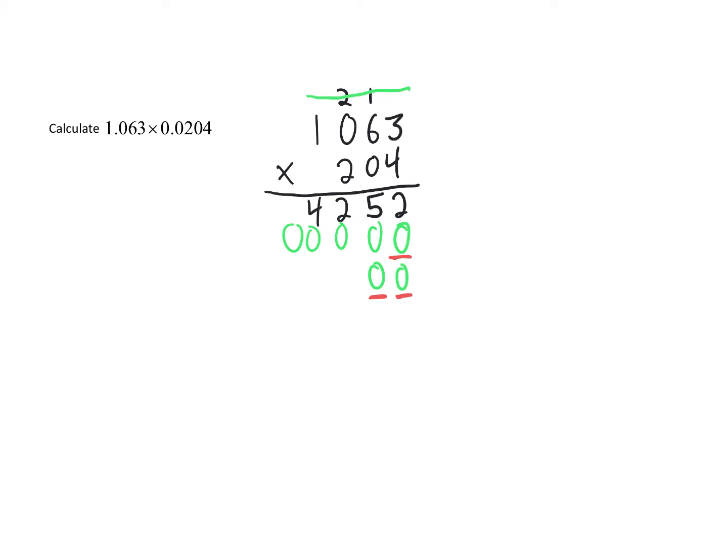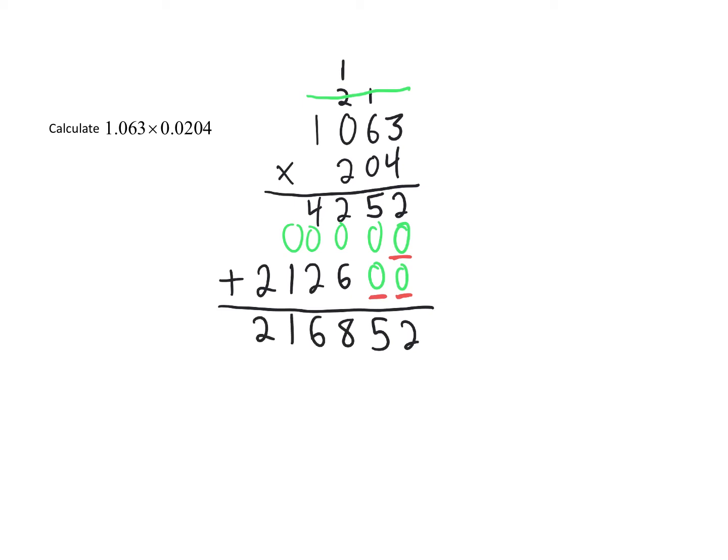And we're going to multiply through by 2. So 2 times 1,063. 2 times 3 is 6. 2 times 6 is 12. Carry the 1. 2 times 0 is 0 plus 1. And 2 times 1. Now we can add them. So we get 2, 5, 8, 6, 1, and 2.